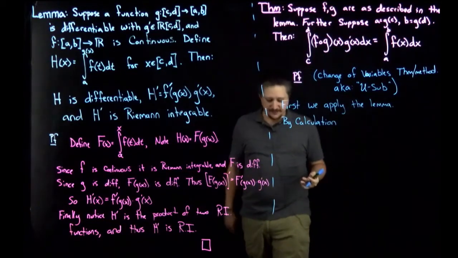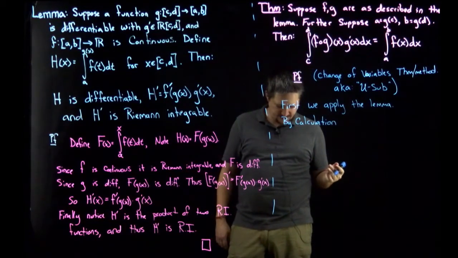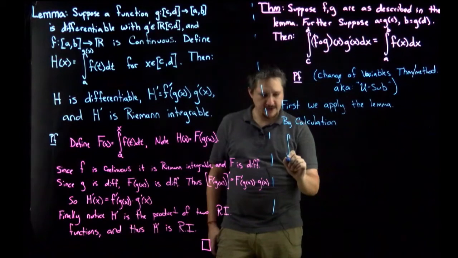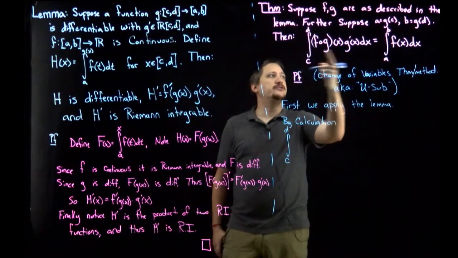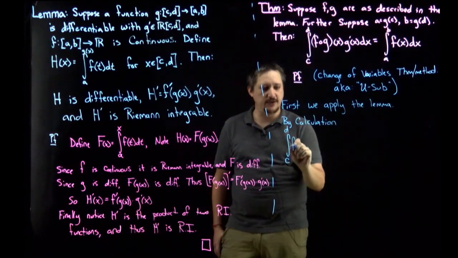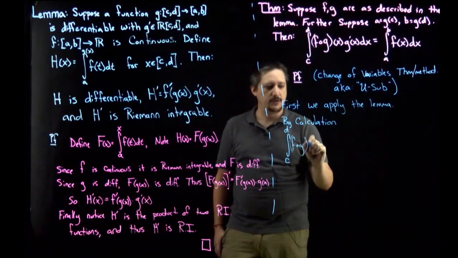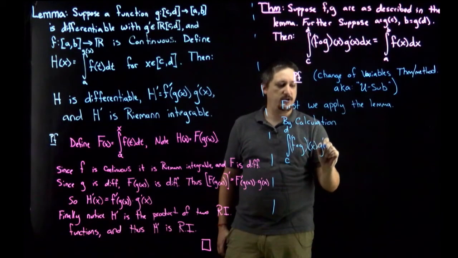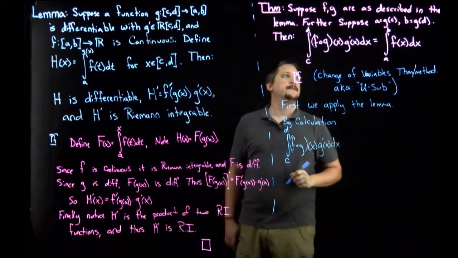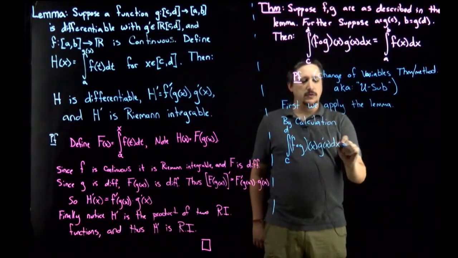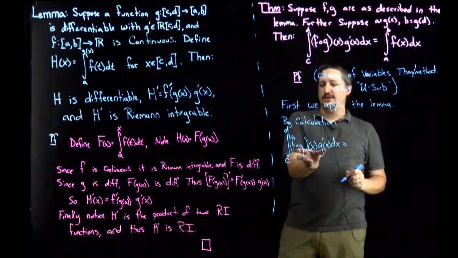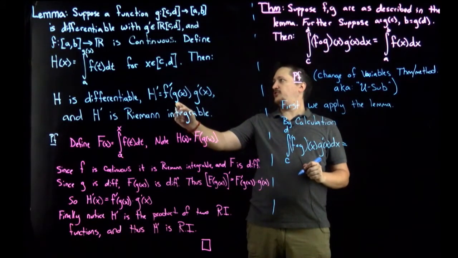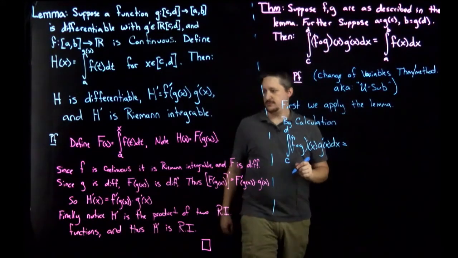All right, so by calculation, let me make sure I'm going to start in the right spot. So I want to know about C to D, right? So I want to start here, I want to conclude there. So I want the integral from C to D of f of g of x, g prime of x dx. All right, so what is this? This is f of g of x, g prime of x. That is exactly h. Right?